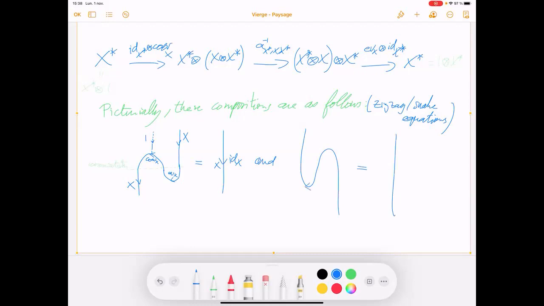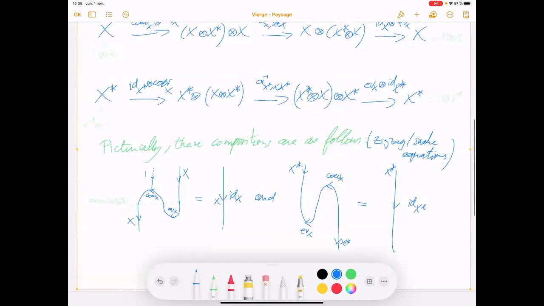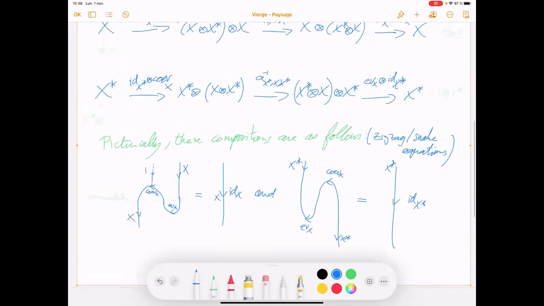So here it's evaluation x, coev x. Here it's x star. Identity of x star. It's x star. I don't know how to draw it. Okay. So this corresponds to the second one.